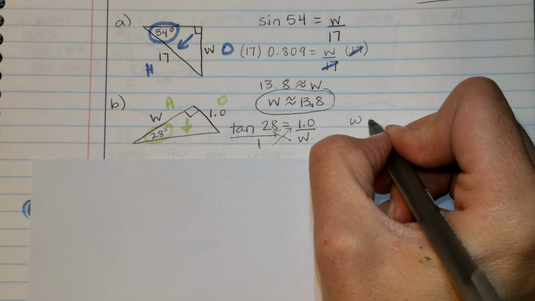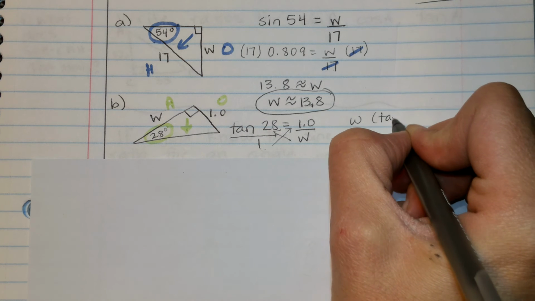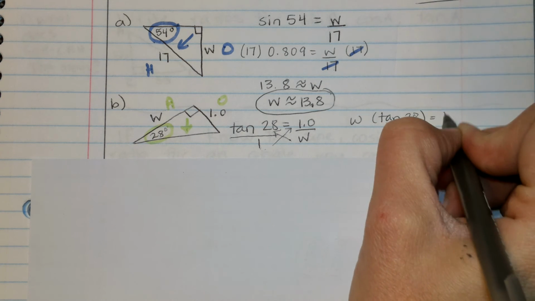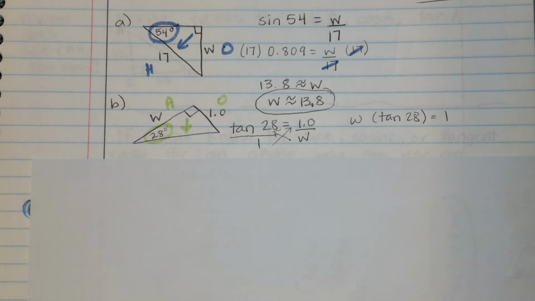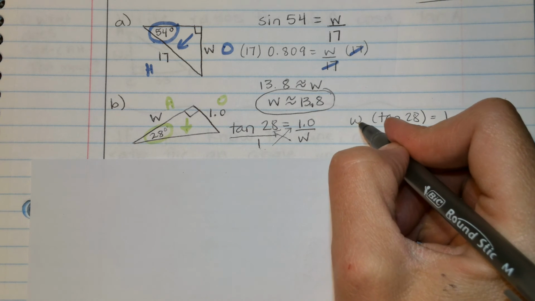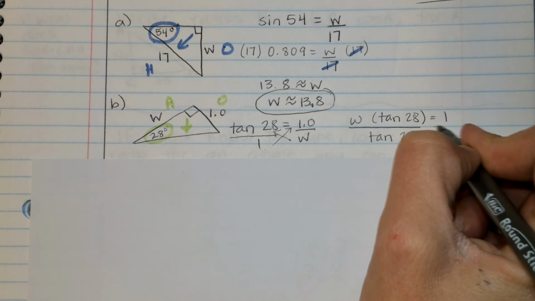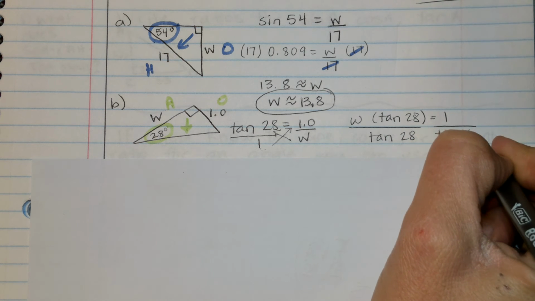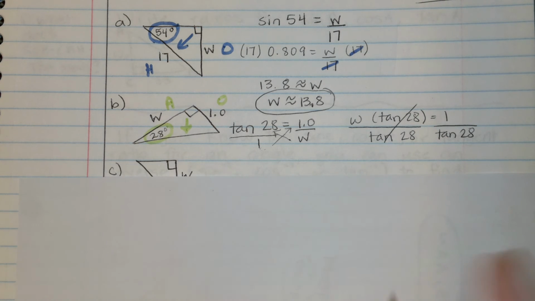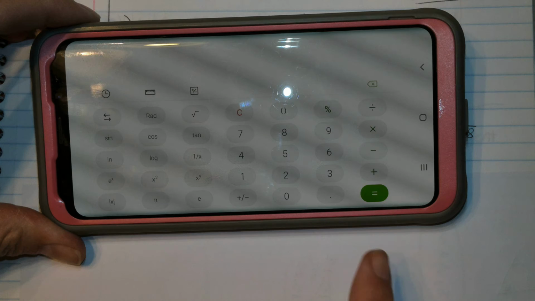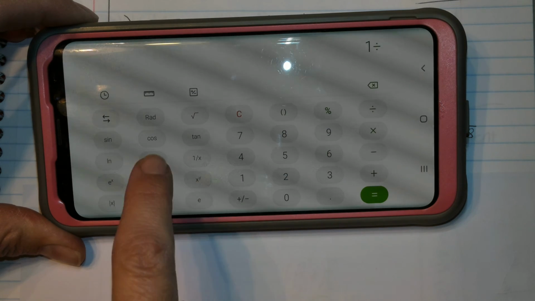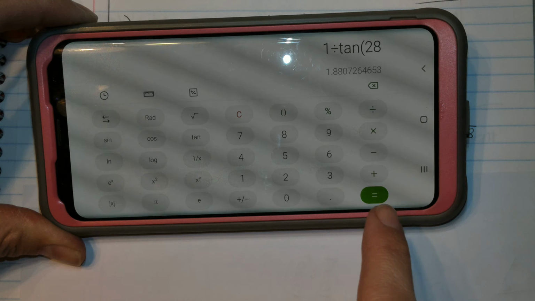But then what you'll get is W times tan 28 equals 1. It's 1.0, 1 times 1, which is 1. But then I'm seeing what I need to do to get W alone is I then have to divide by tan 28. And then they cancel. So I'm doing all this work so that I can just do one calculation in the calculator. I have to do 1 divided by tan 28. So I'm going to go ahead and do that right now to show you guys. I would press 1 divided by, press your tan button, 28 equals.